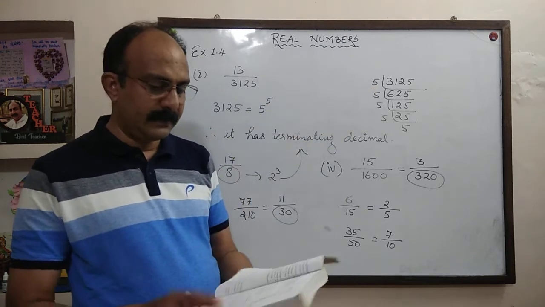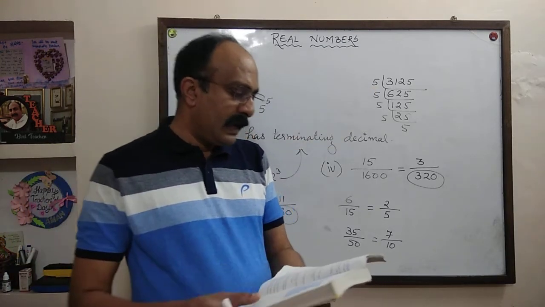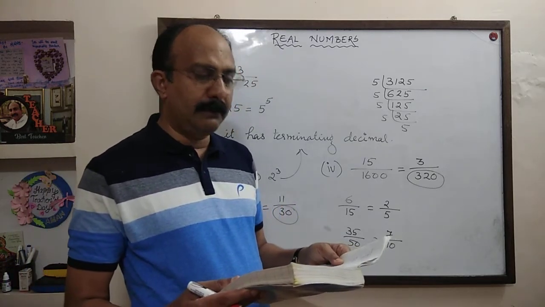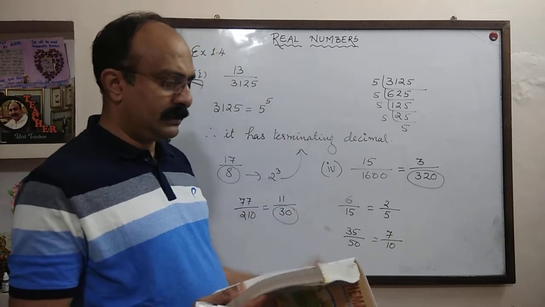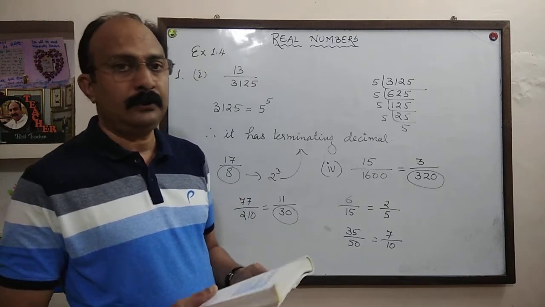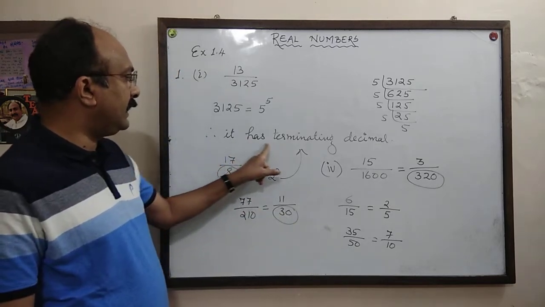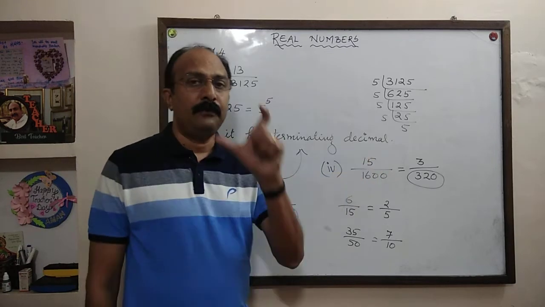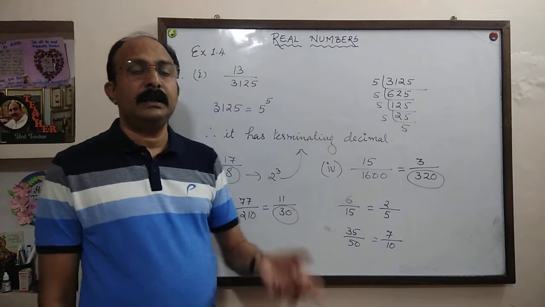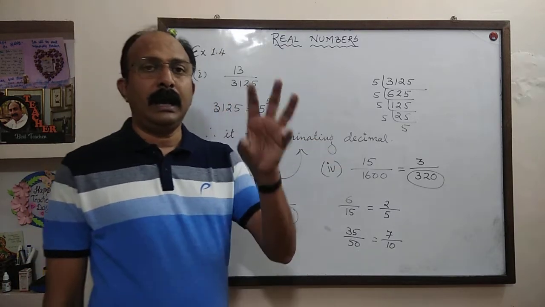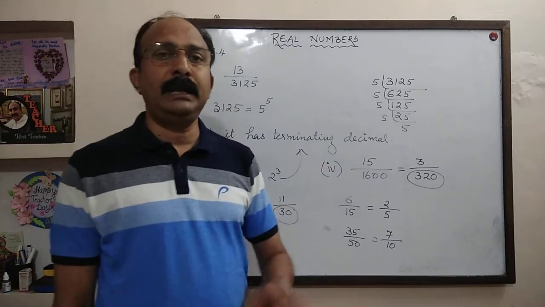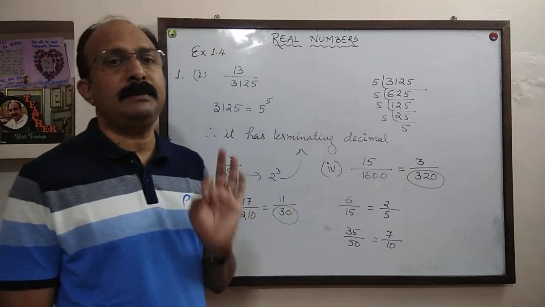Clear? Okay. Now question number 2. Write down the decimal expansion of those rational numbers in question number 1 above, which have terminating decimal. So, in question number 1, you will write the answer like this. It has terminating decimal. Wherever you got this line as the answer, it has terminating decimal. Now go back to question number 1 and take out all those questions where you got terminating decimal. Find its terminating form, decimal form.